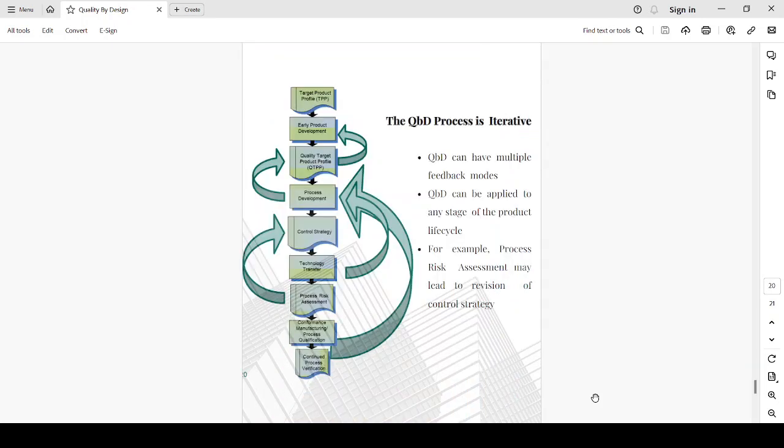The QbD process is iterative. It can have multiple feedback loops. It can be applied to any stage of the product life cycle. For example, product risk assessment may lead to revision of the control strategy.